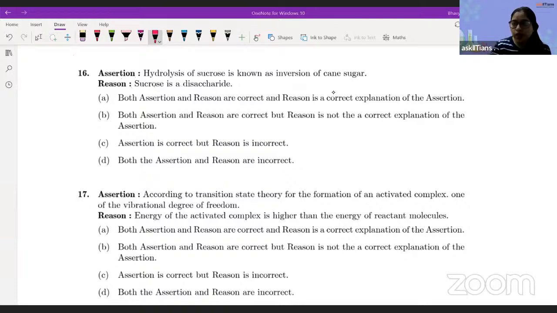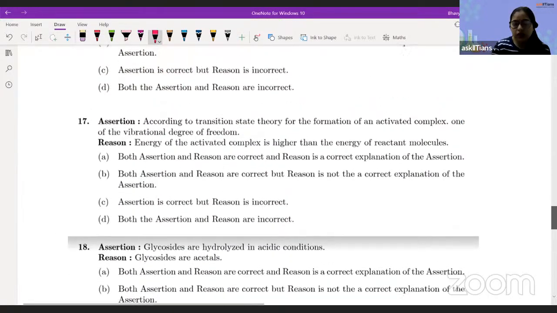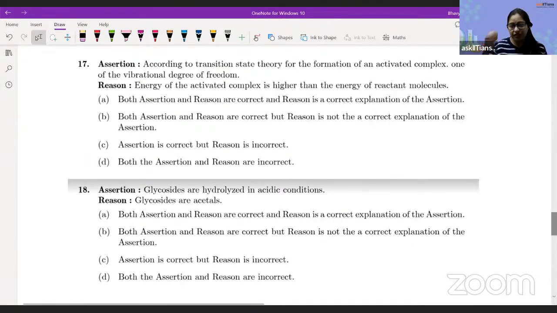Then we have another question. According to the transition state theory for the formation of an activated complex, one of the vibrational degrees of freedom. Okay, I think this question is incomplete. According to this transition state theory for the formation of an activated complex, one of the vibrational degree of freedom.